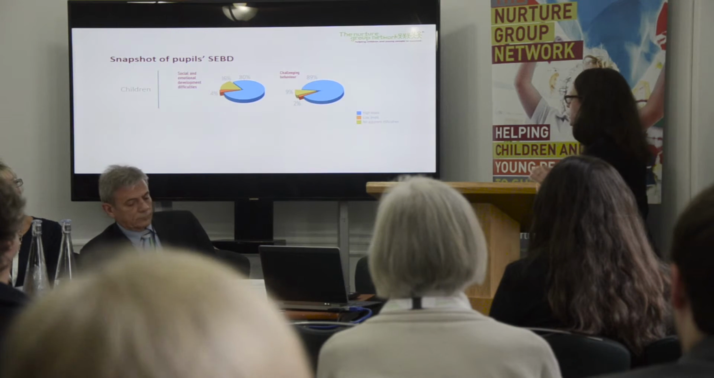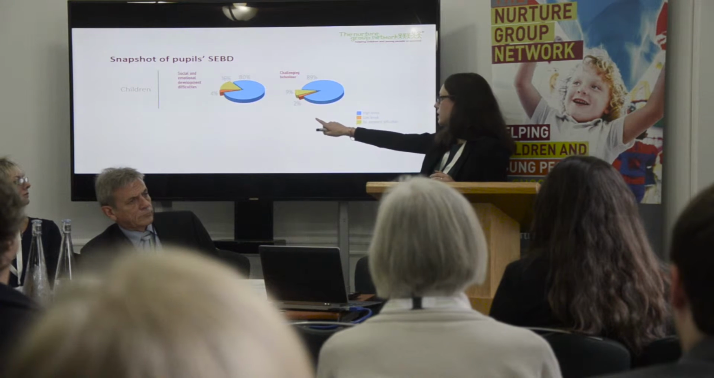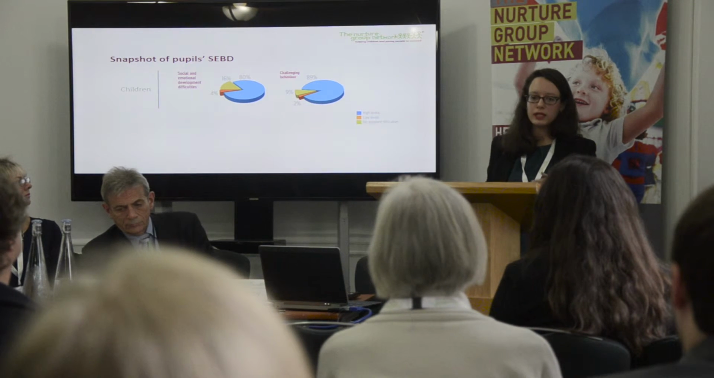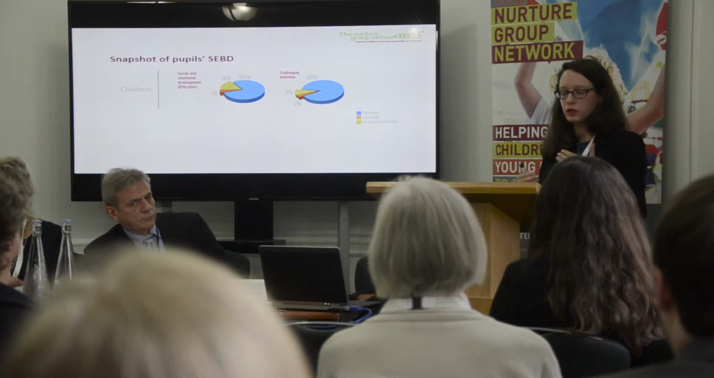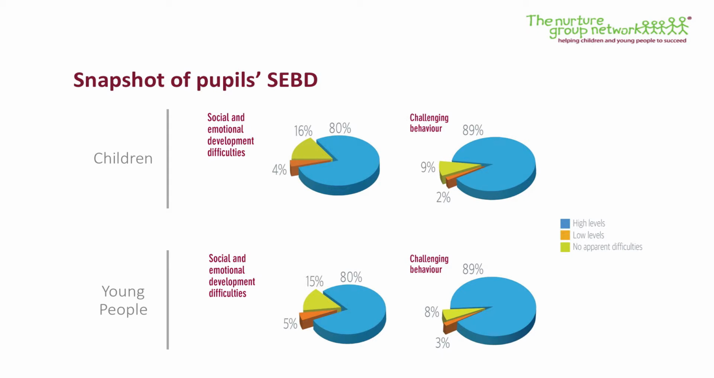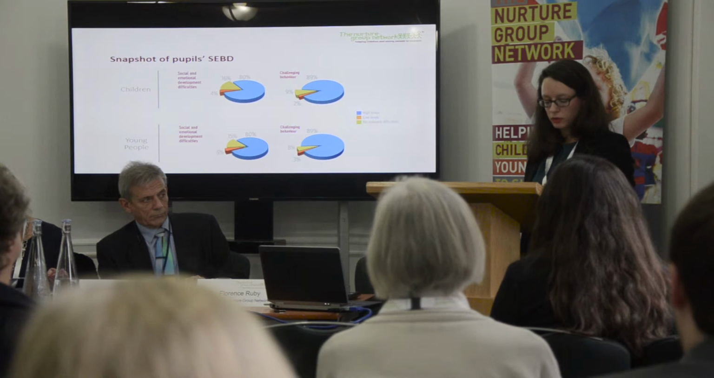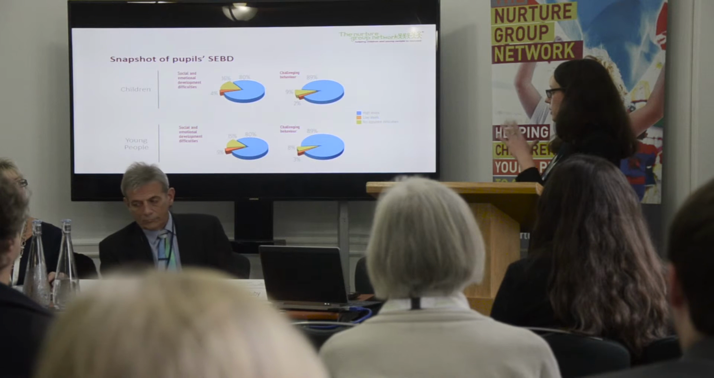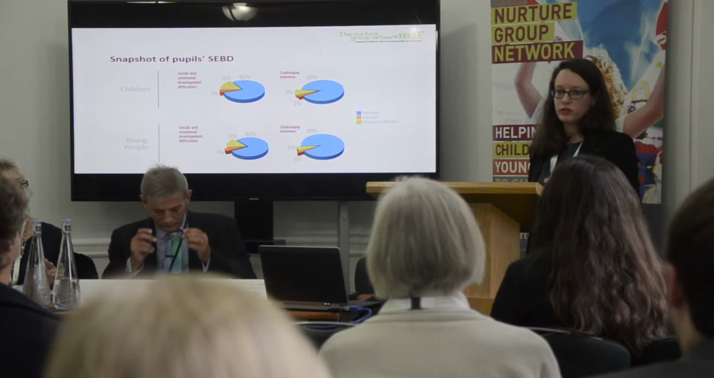For children, for example, you see that 80% of the children we assessed this year have high levels of developmental difficulties. So they're really lacking social, emotional skills that could help them function efficiently in the classroom. So this is for children, but for young people it's very, very similar results. You see 80% again of young people who have developmental difficulties, and 89% who have challenging behaviors. This shows that the SEBD needs in our sample are really high, and again, this is not to say that this is the case across the whole UK population of pupils, but still this shows that these children and young people would really benefit from nurturing interventions.